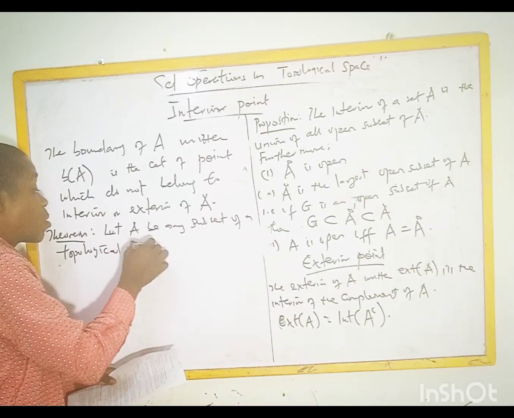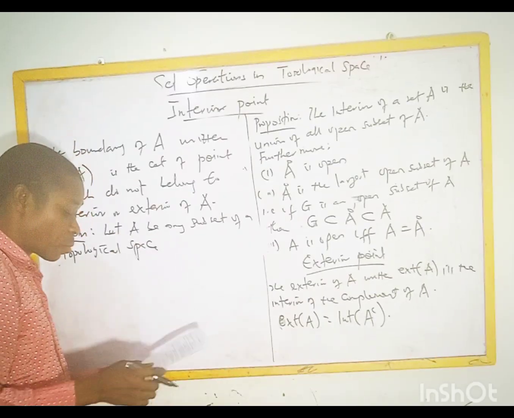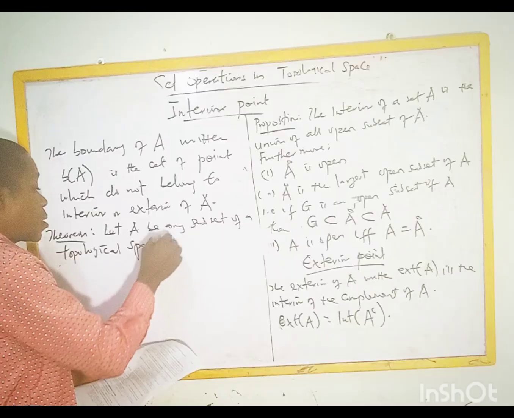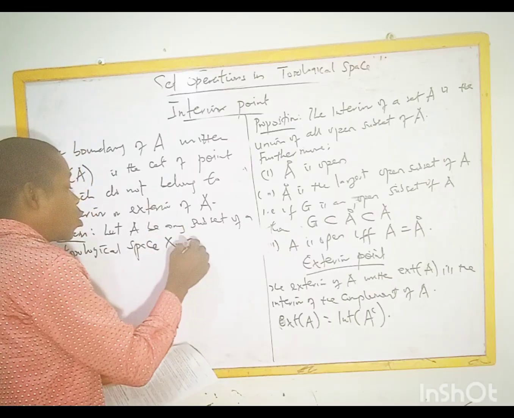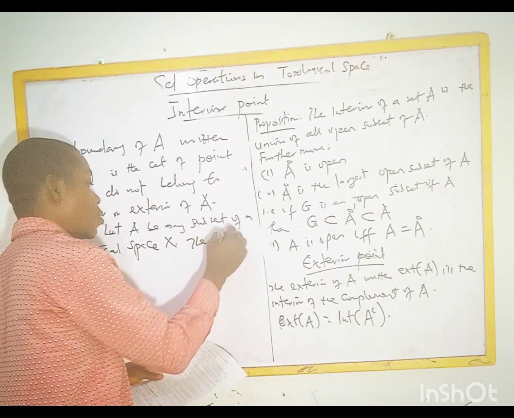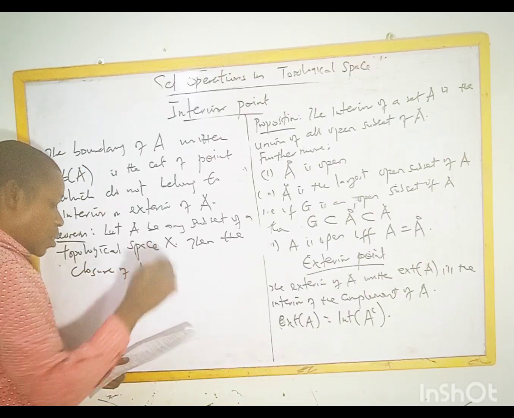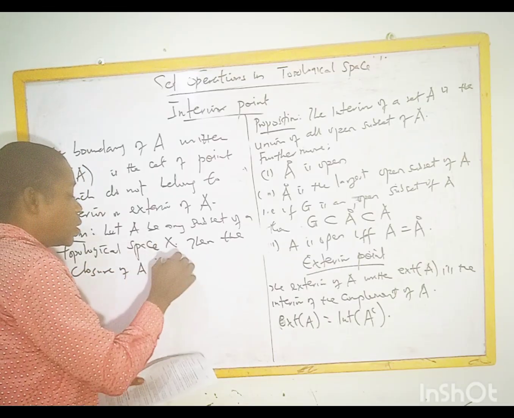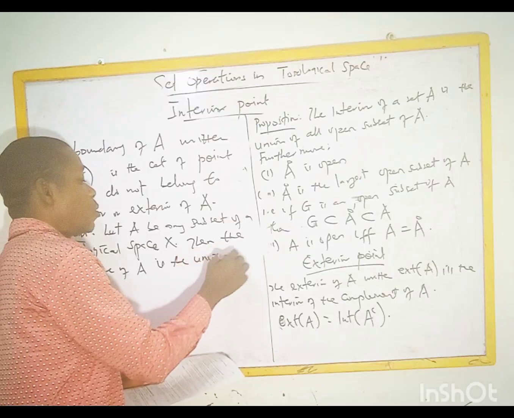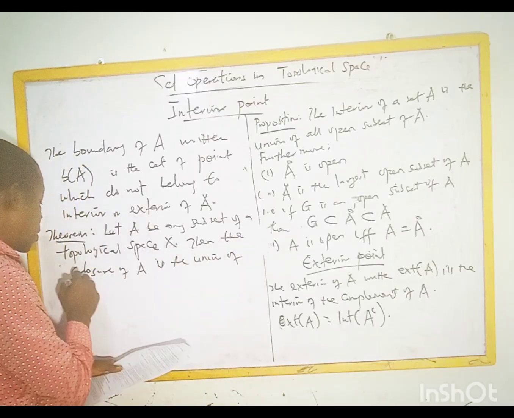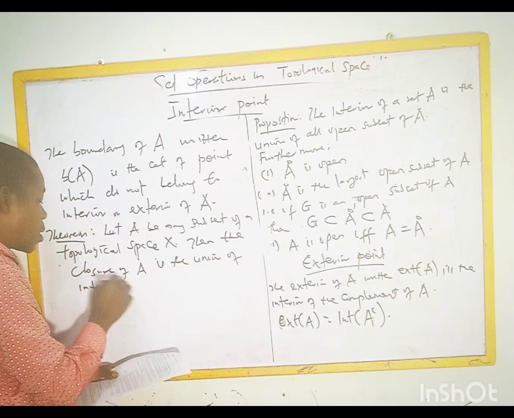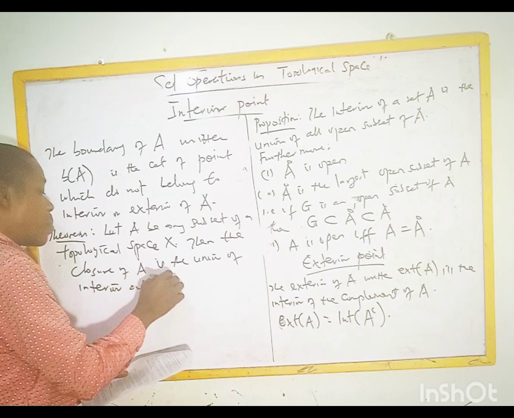Let X be a topological space. Then the closure of A is the union of the interior and the boundary of A.